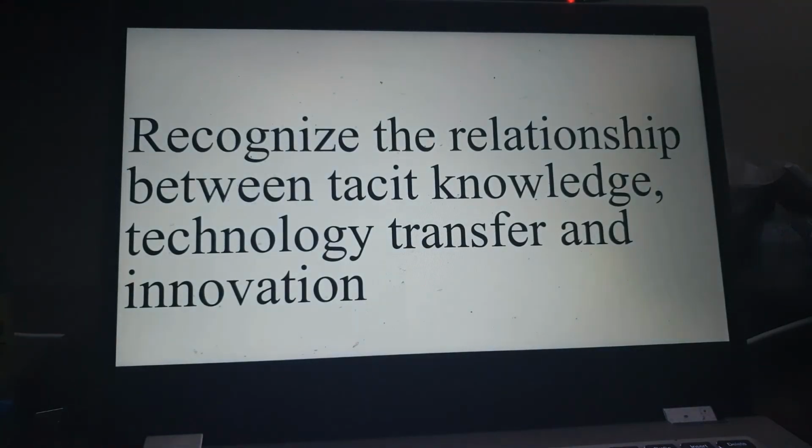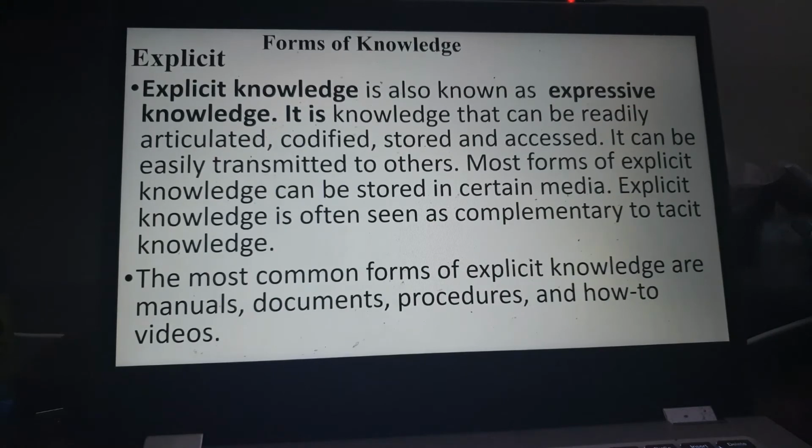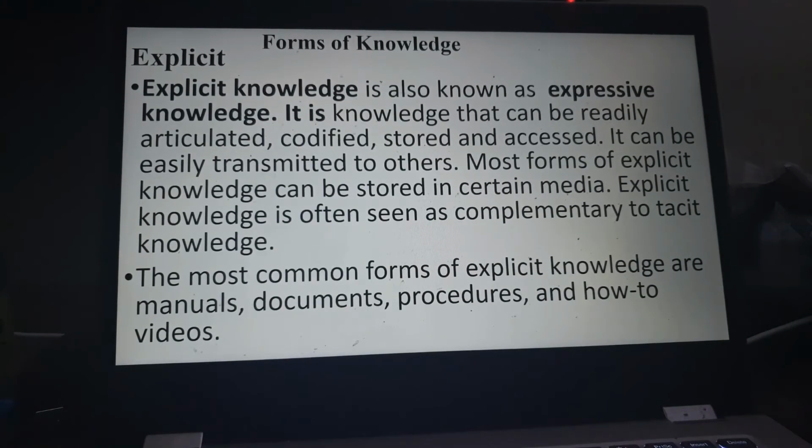And now, as we come to the end of our lecture, let's recognize the relationship between tacit knowledge, technology transfer, and innovation. Yes, we have two basic forms of knowledge. We have what we call explicit knowledge, which is also known as expressive knowledge. This is knowledge that can be readily articulated, codified, stored, and accessed. It can be easily transmitted to others.